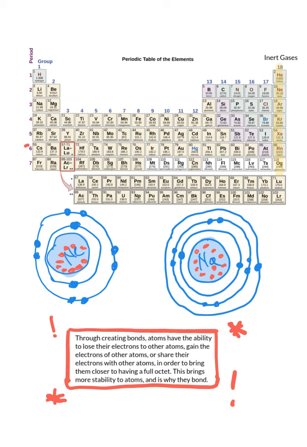However, through creating bonds, atoms have the ability to lose their electrons, gain the electrons of other atoms, or share electrons in order to make the atoms have full octets or become closer to having a full octet. This act of being closer to a full octet is what makes them more stable and is why bonding happens in the first place. This statement right here is a very, very important concept to know, so I highly recommend writing it down or committing it to memory.